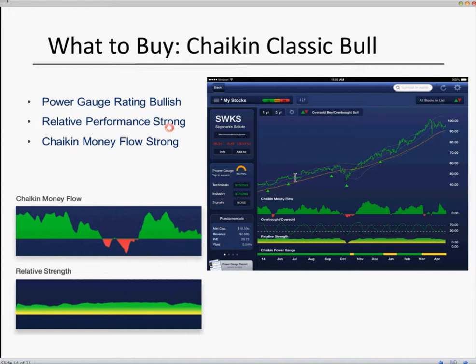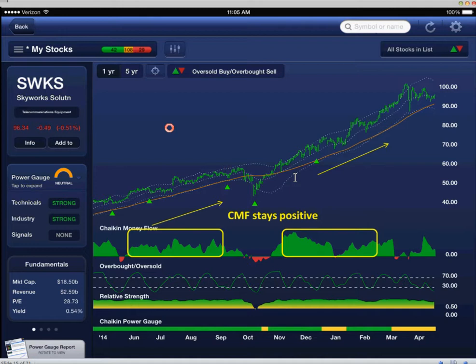So let's blow this chart of Skyworks up and look at what we give you. At the bottom, the Chaikin Power Gauge rating fluctuates from red to green, as I said in the beginning. In this case, Skyworks has had a bullish Power Gauge rating for almost 2 years, going down under 20. We're looking at a 1-year chart which shows Skyworks going from 45 to over 100. Power Gauge rating was either bullish or neutral. Neutral is okay as long as relative strength to the market is green.